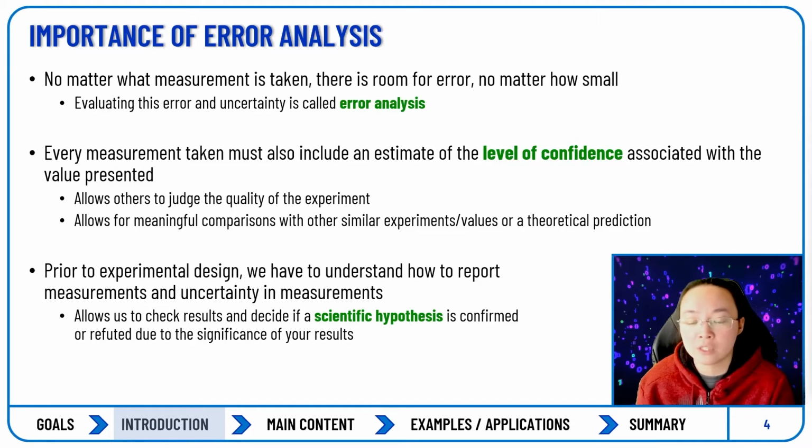This allows others to judge the quality of the experiment and allows us to discuss our results meaningfully so that we can make predictions about something else. Prior to experimental design, we usually have to understand how to report measurements and uncertainty in our measurements. It's going to allow us to check if our results coincide with a scientific hypothesis or refute it due to significance that doesn't meet our standards.